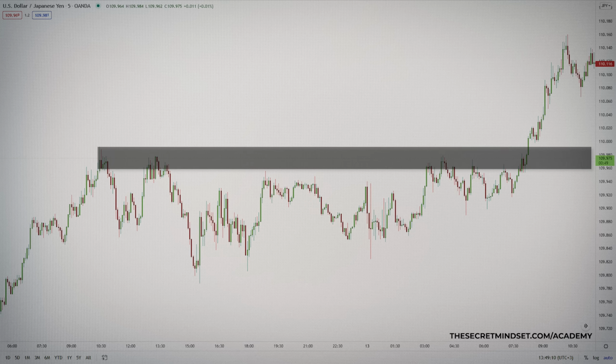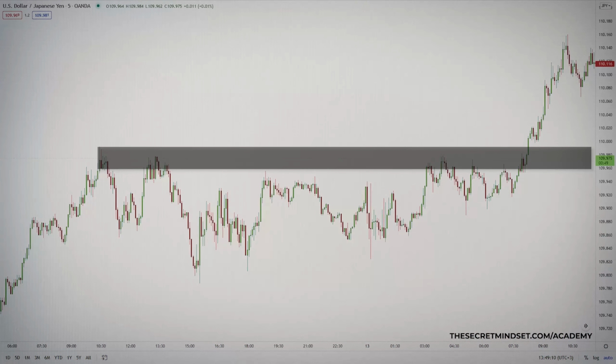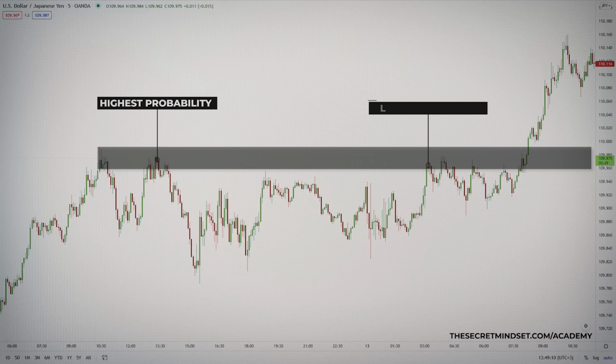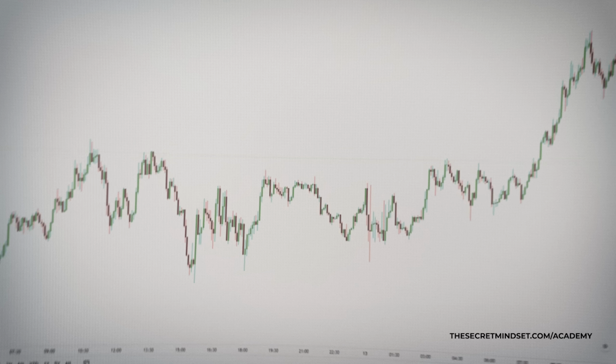A supply and demand level becomes invalid once price action breaks through and closes above or below the tested level. This is because all orders that were left at that level have been absorbed, thus the candle can close above the value area. What happens when a value area is not fresh and price has been back to it one or more times? Chances are price will trade through the value area because all of the previous orders that were placed there have been filled or absorbed.